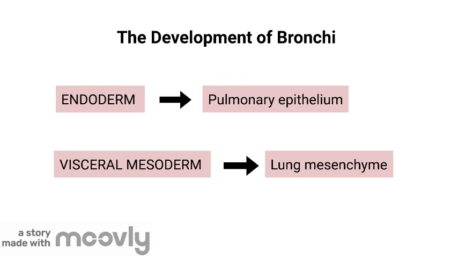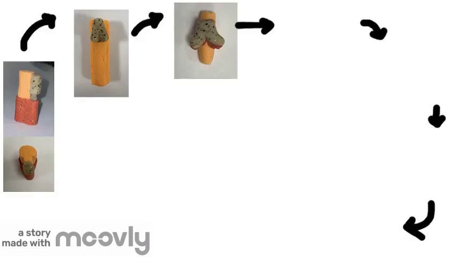Let's look at the branching in detail. The distal end of the laryngotracheal tube divides into two bronchial buds. These form right and left primary bronchi. They grow laterally in the surrounding mesenchyme within the pericardio-peritoneal canal.